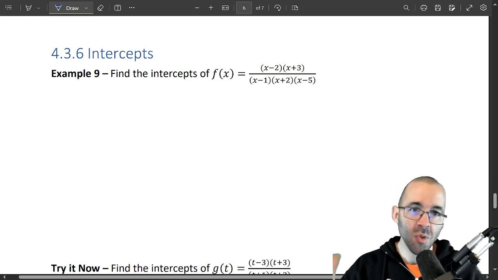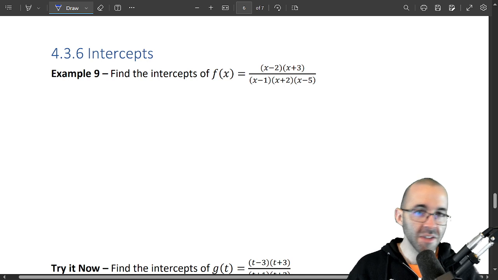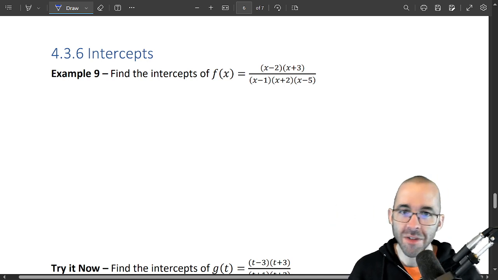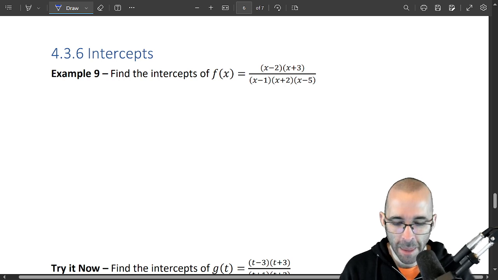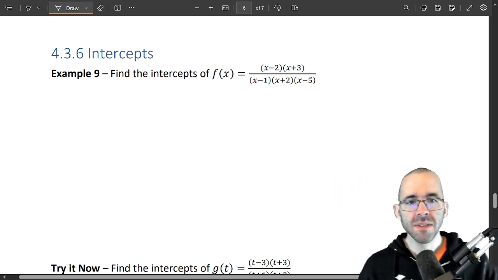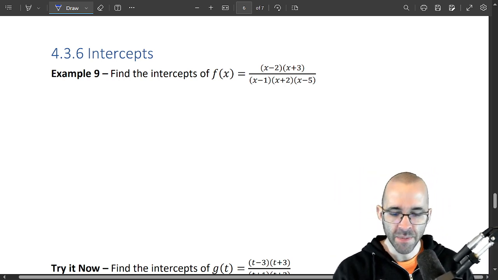We talked about intercepts of quadratic functions, intercepts of linear functions, intercepts of polynomial functions. Well, now let's do intercepts of rational functions. So we need the intercepts. Here we have x and y.